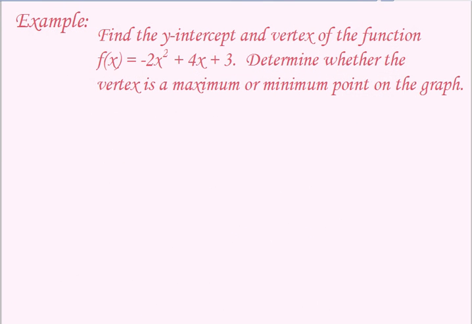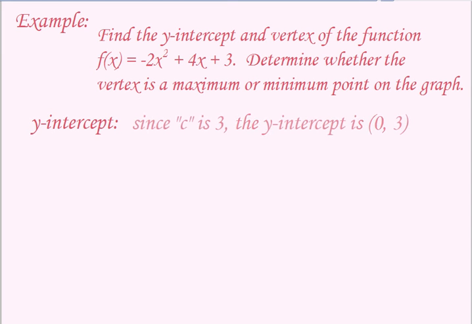Let's really quickly go through an example of finding those values. This example asks us to find the y-intercept and the vertex of this particular function, and to determine whether the vertex is a maximum or minimum point on the graph. Y-intercept is of course the easiest to find of any of these because all I need is the value of c. And since c is equal to a positive 3, our y-intercept is at 0, 3. The axis of symmetry, I need the value of b and the value of a to help me find that value. And we get x is the opposite of b over 2a.